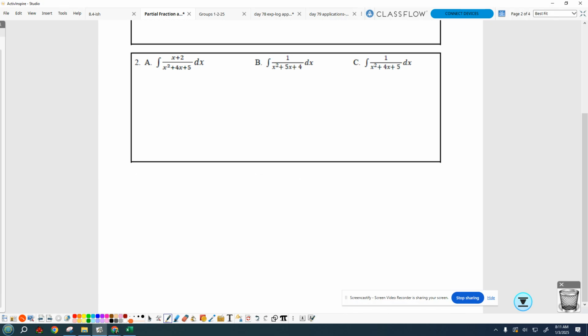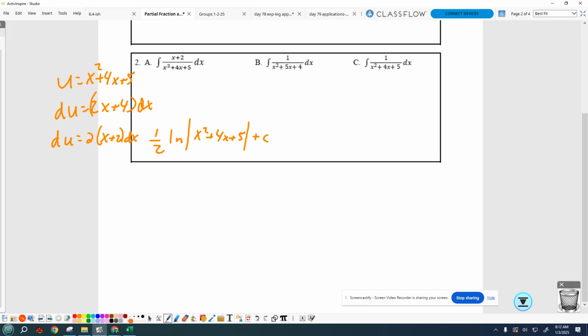2A, did anybody get an answer for 2A? Maybe what'd you get? I got 1/2 ln of the denominator plus c. And you did it by u substitution? Yeah, you said. And some of you were confused, like how that could work, because it's hidden. There's a factor of the du there, not just straight up du.